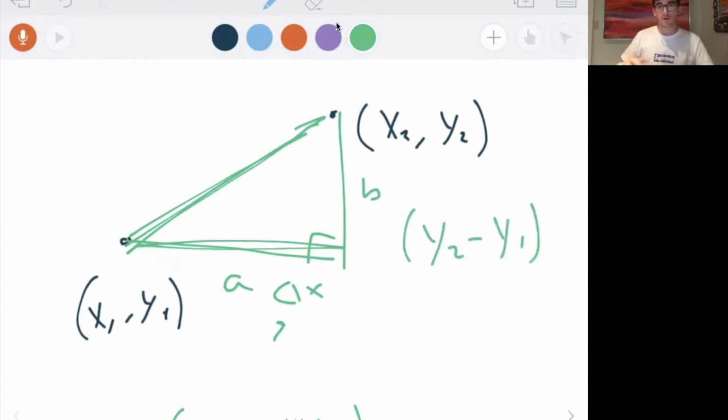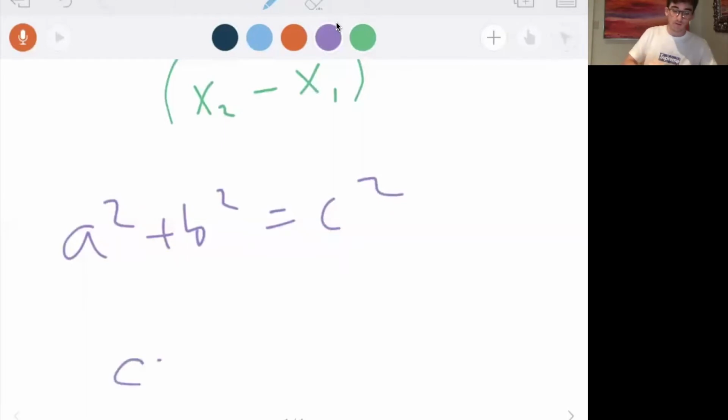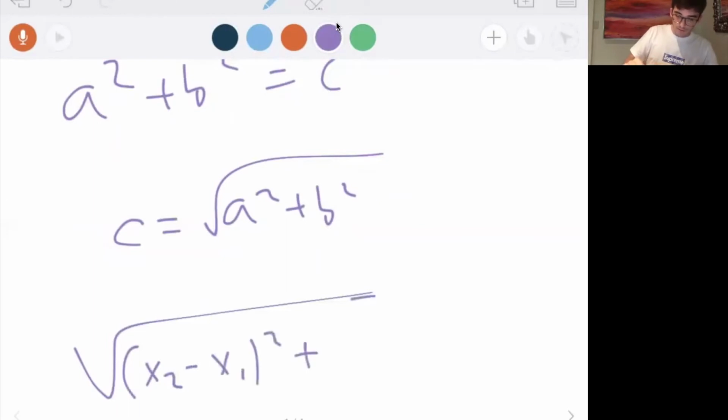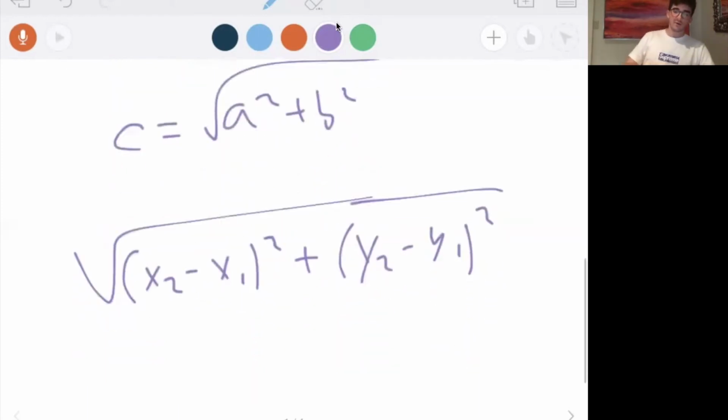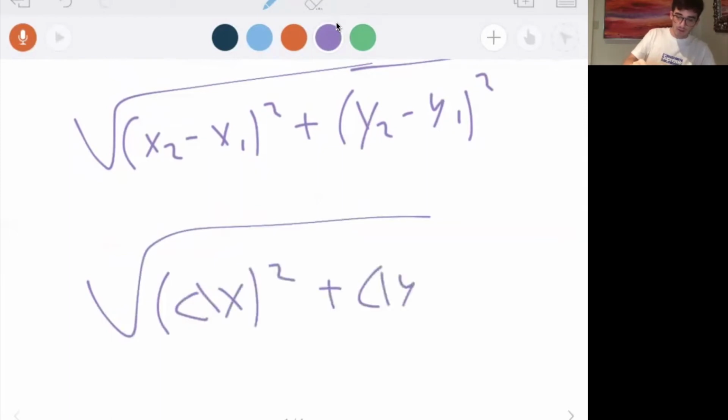Okay, so we're going to put it all together now. Pythagorean theorem tells us that a squared plus b squared equals c squared. So to just get c by itself, where c is the length of the hypotenuse, that'll just be the square root of a squared plus b squared. What this will look like here, it'll be the square root of change in x squared plus the y difference squared, okay? And this will be put in all together. It could also look like this. Change in x squared plus change in y squared.